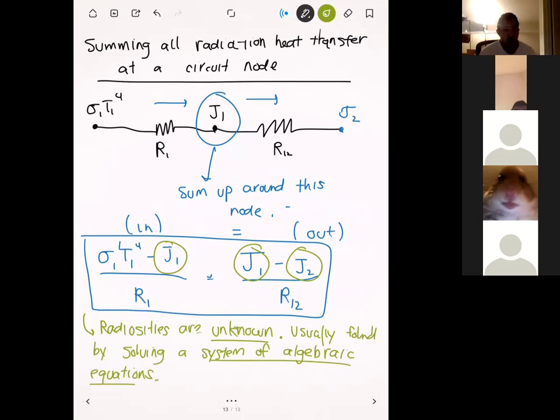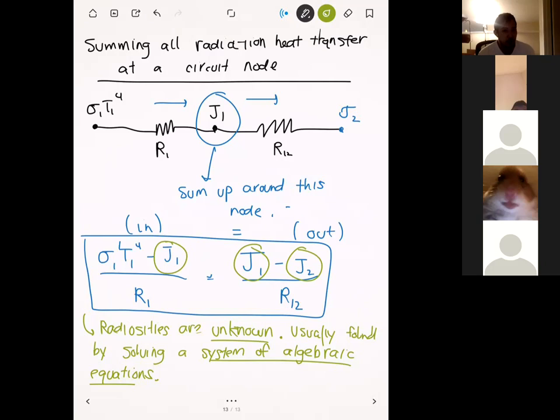And a system of algebraic equations is just algebraic equations that have J1, J2, or however many J's that you have, right? And the amount of equations that you need depends on how many unknown J's there are. So if you have 2 unknown J's, then you're going to need 2 equations, okay? And the way that you obtain these equations is to sum up all the radiation that goes into and out of a node, okay?